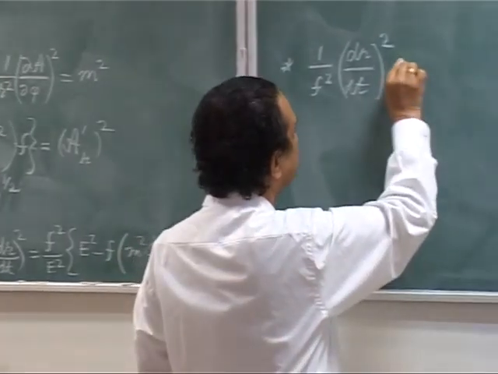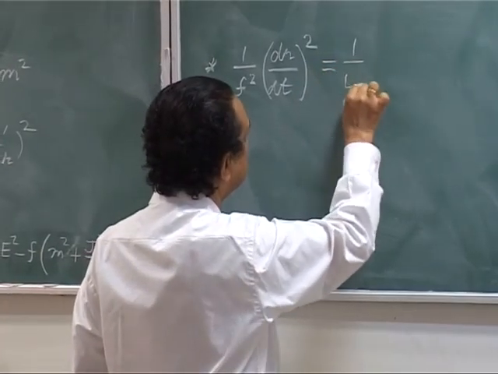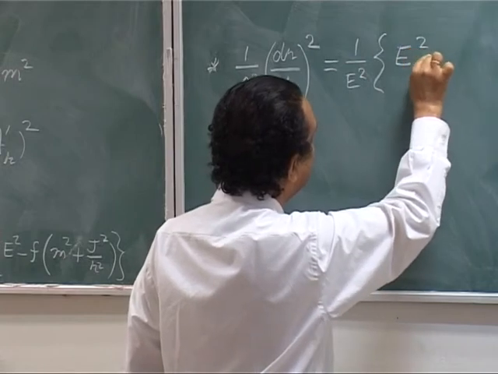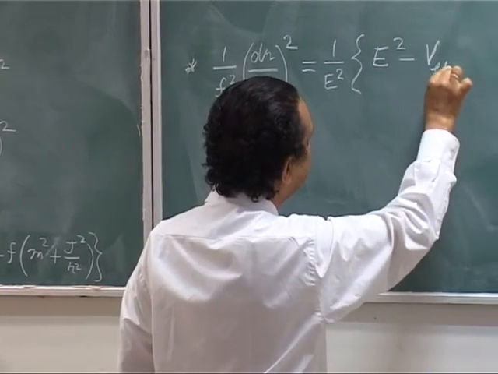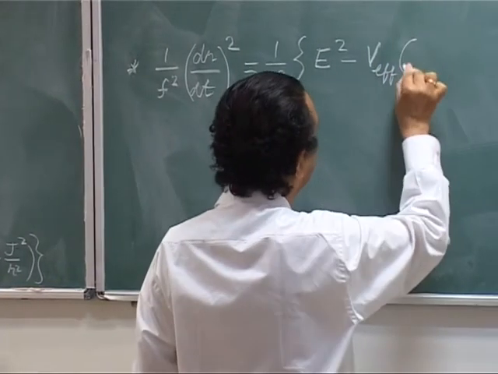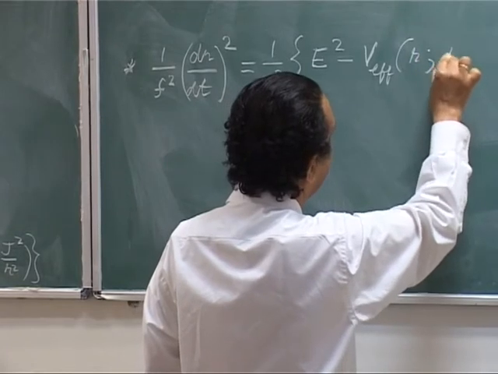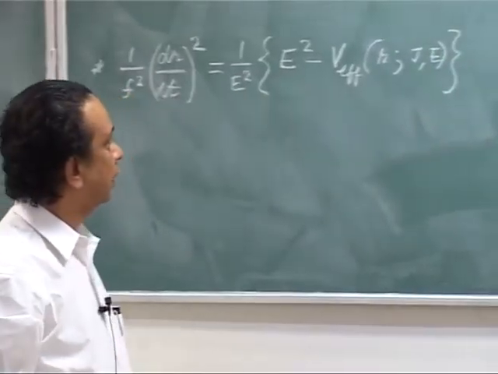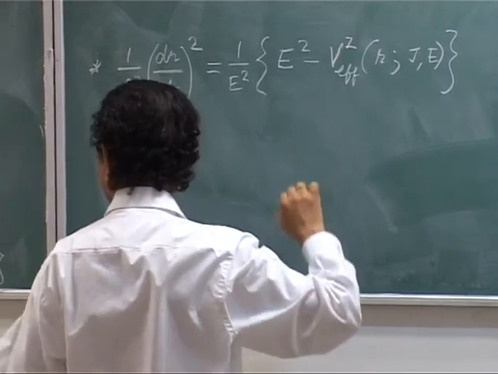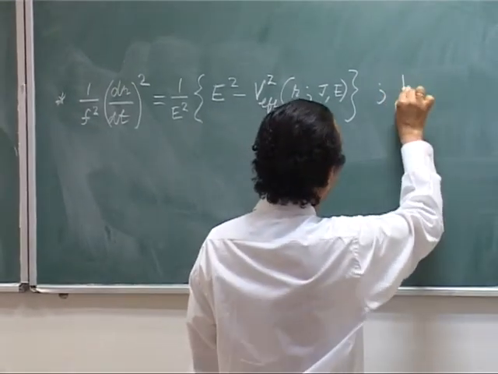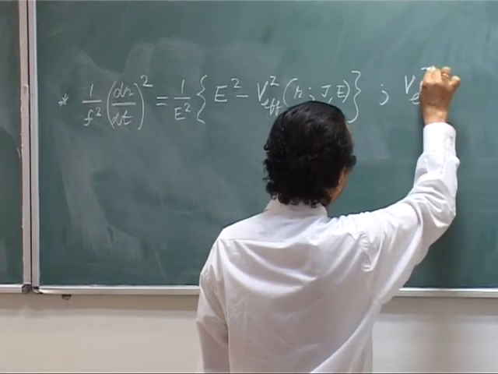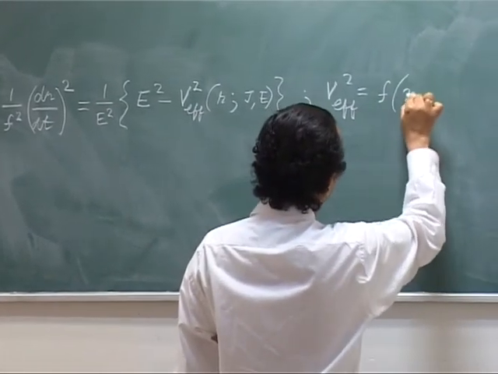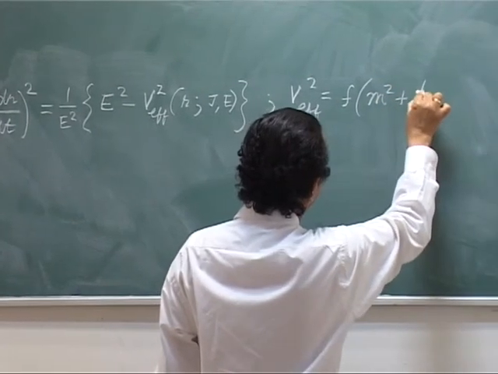1 upon f square dr by dt the whole square, as 1 by E square times, I will now write it as E square minus some V effective of r, which will also depend on J and M, J and E. So, this probably should be V effective square as a definition, where V effective square by definition is equal to that f into m square plus j square by r square.